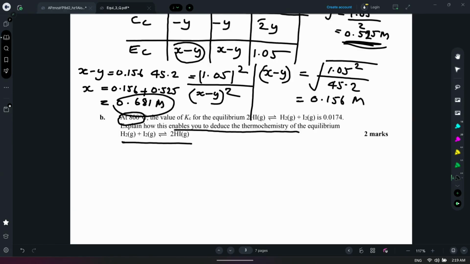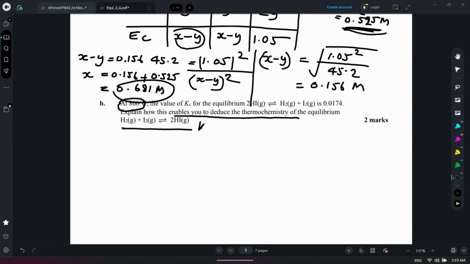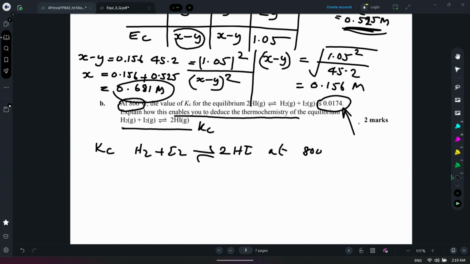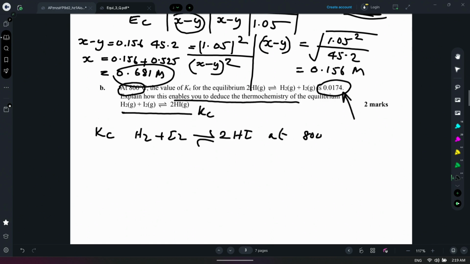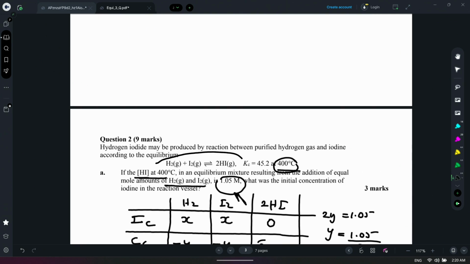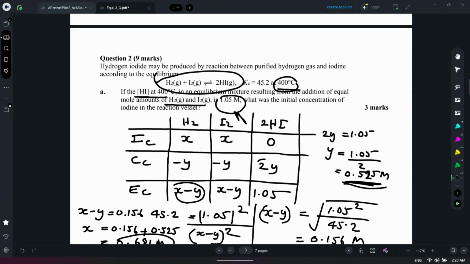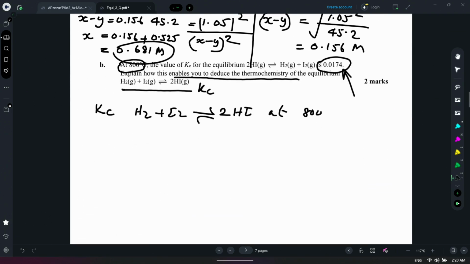In order to work that out, you need to find the Kc value of this reaction at 800. Couldn't we use that? No, you cannot use that because that is the reverse reaction. So if you can find the Kc value for the reaction H2 plus I2 making 2HI at 800, compared with the value at 400, which is 45.2, then we can work out whether this reaction is exothermic or endothermic.